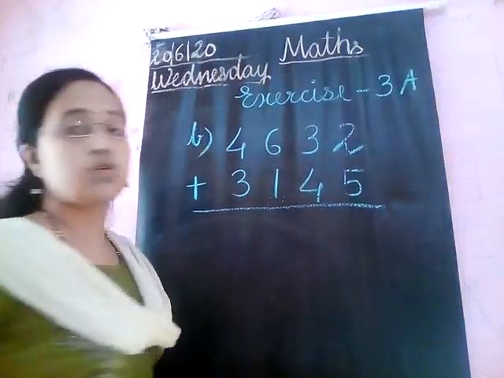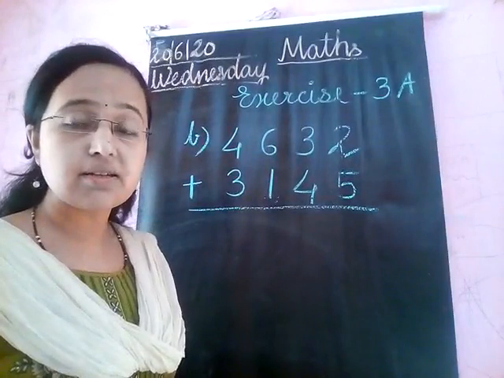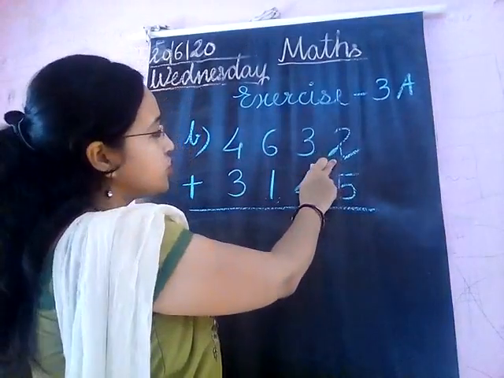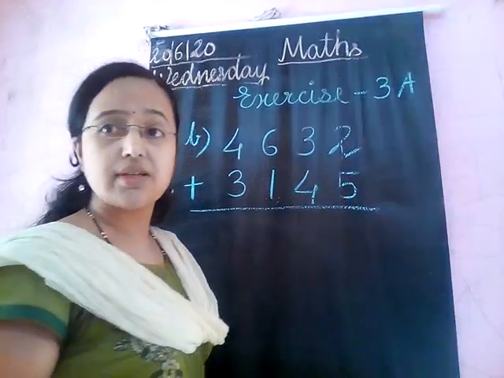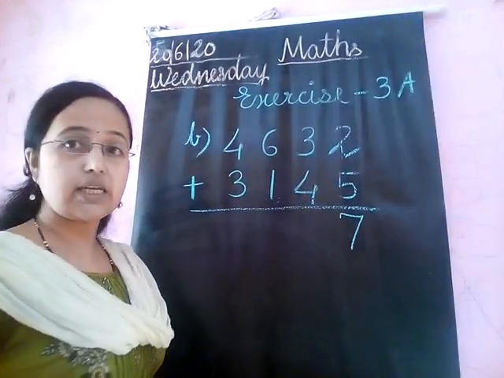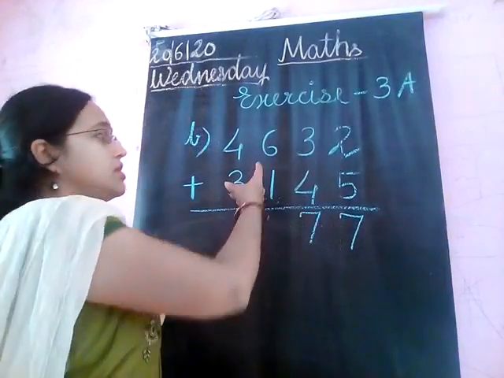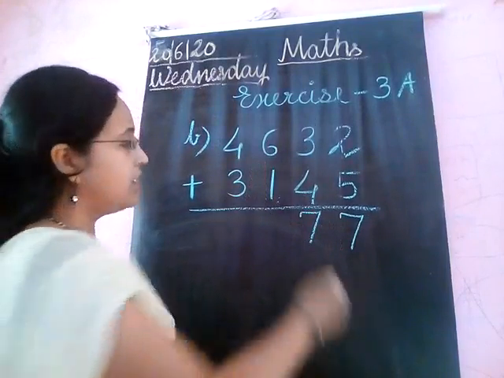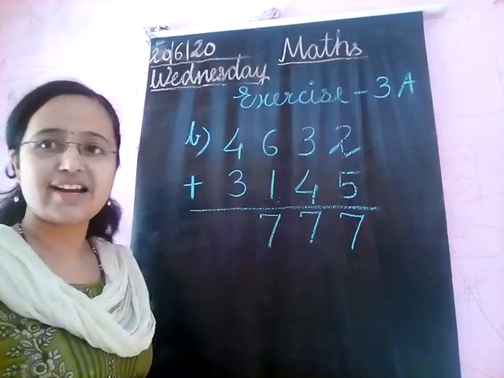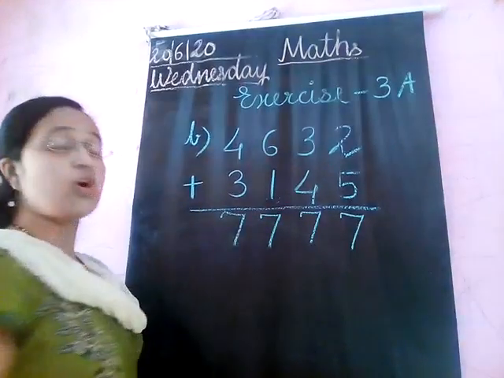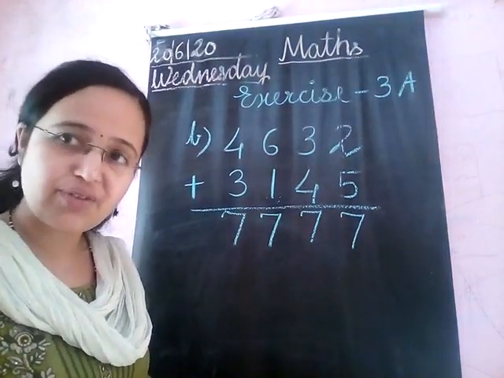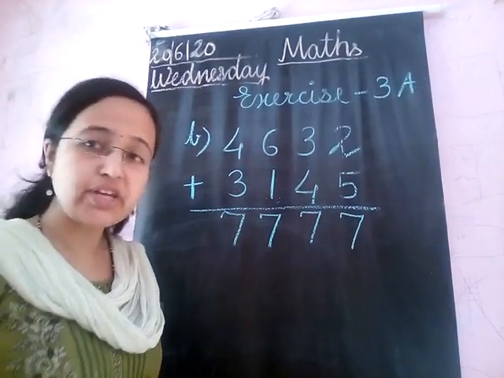Okay. So let us add from which place? Yes, from ones place. So see the digits. 2 plus 5 gives 7. Now 3 plus 4 gives again 7. 6 plus 1 gives again 7. Now 4 plus 3 is also again 7. So we got the answer 7777. Okay, got it? Very good, students.